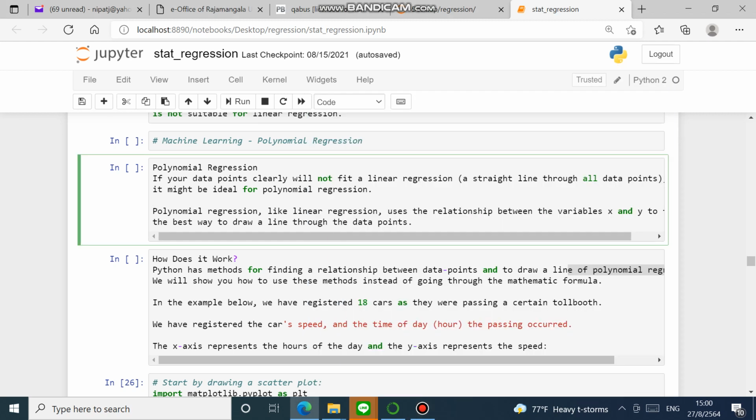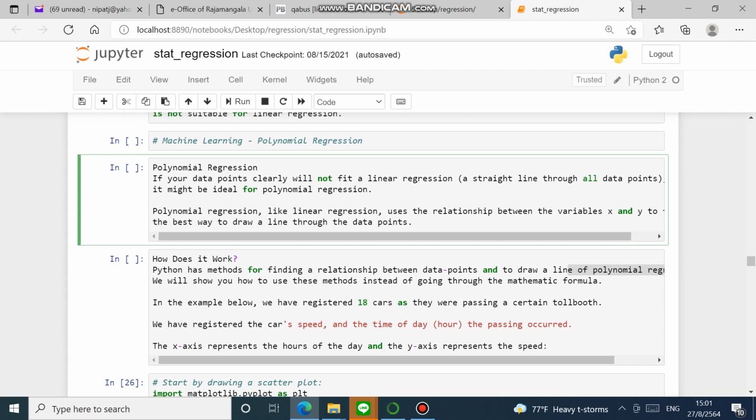Machine learning, polynomial regression. If you found a bad fit, as in the previous video where I showed you a bad fit, and your data points clearly will not fit a linear regression, it might be ideal for some other technique like polynomial regression. If you still want to use regression to solve the problem, linear regression is not a good choice. You have to find some other technique, so just try polynomial regression.